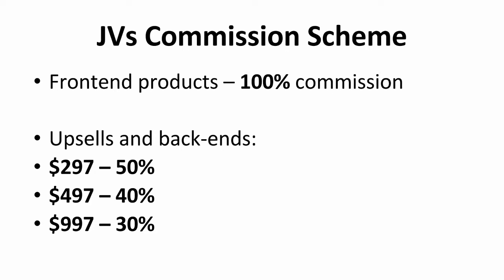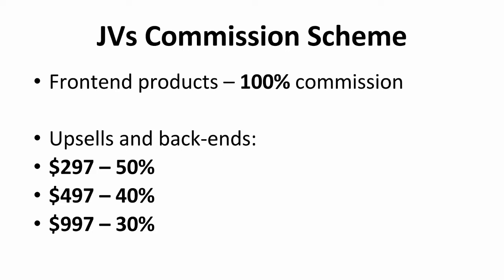For the front-end product, you can afford to pay them 100% commission. Really, give out the full payment of your front end to the JVs because the main stream of revenue doesn't come from the front-end product anyway. The revenue comes from the upsells and backend products in your sales funnel.